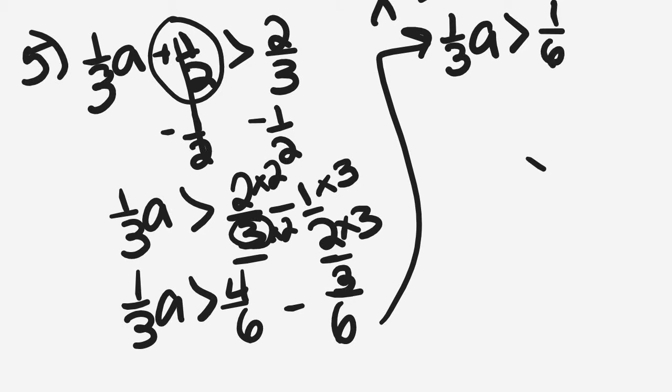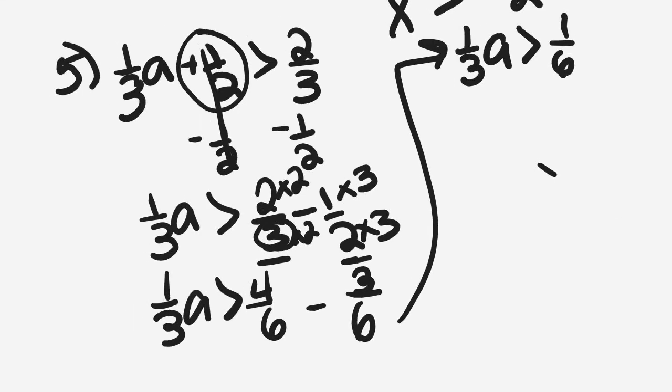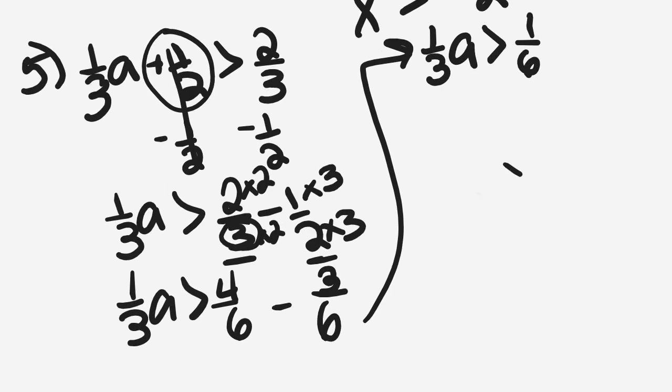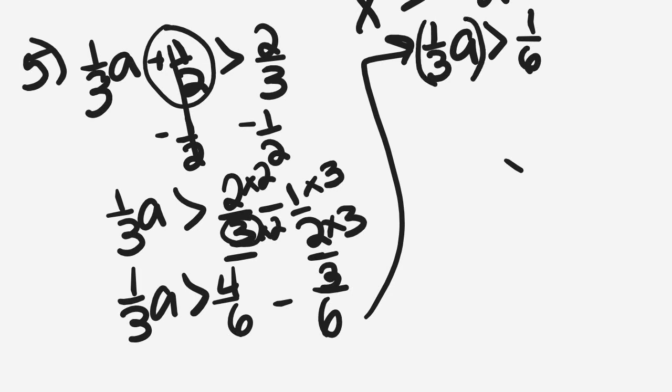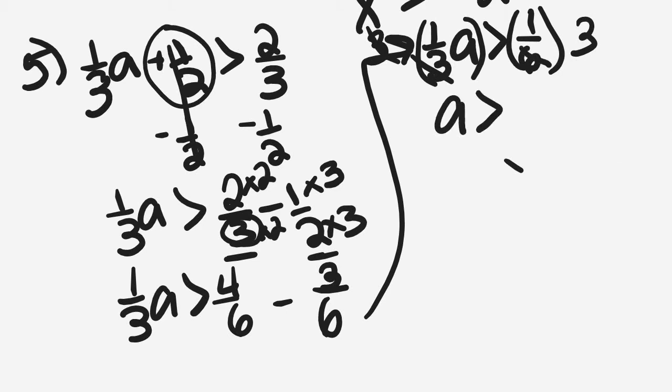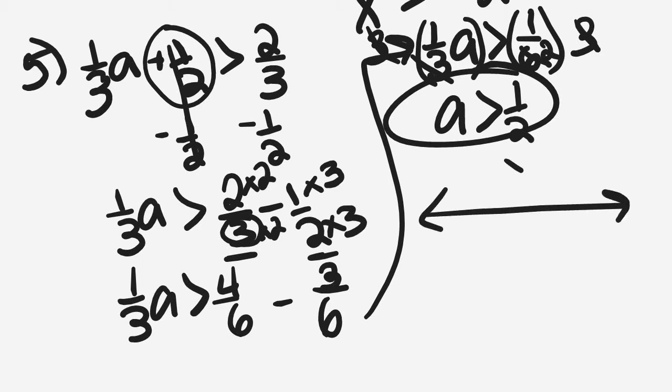All right, now that A is still not by himself. He's hanging out with that 1/3. So let's go ahead and multiply both sides by the reciprocal. Oh boy, this thing is crazy. All right, so the reciprocal of 1/3 is simply 3, right? Because it would be 3 over 1, and what's 3 over 1? Just 3. So we got 3 on the top and a 3 on the bottom. They cancel out. We're going to have A is greater than, and then here that's going to cancel. We're going to have 1/2. So A is greater than 1/2.